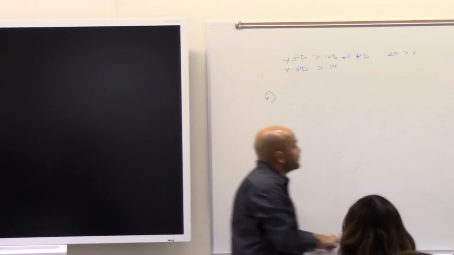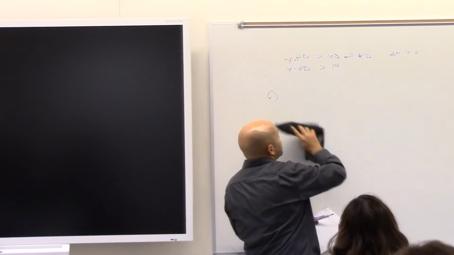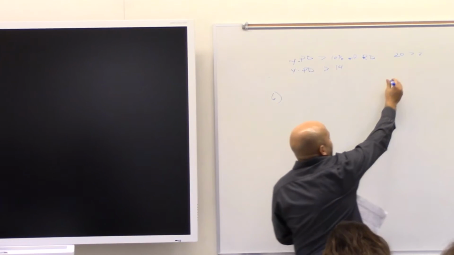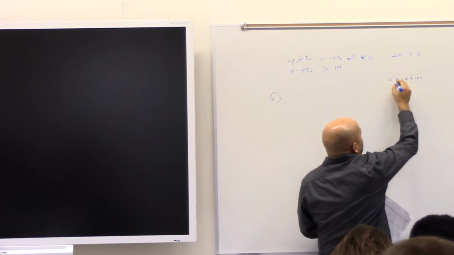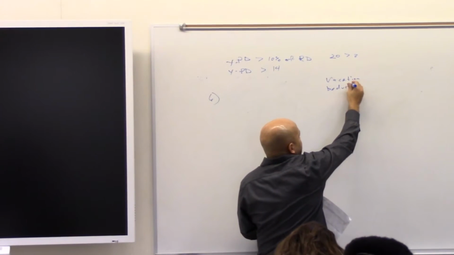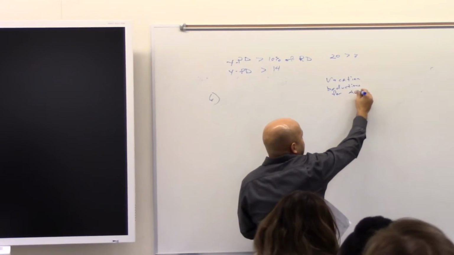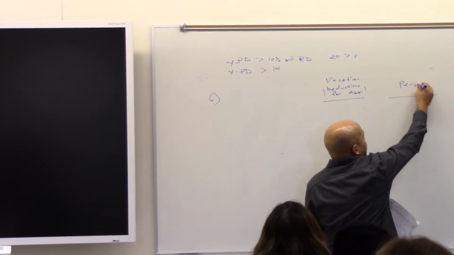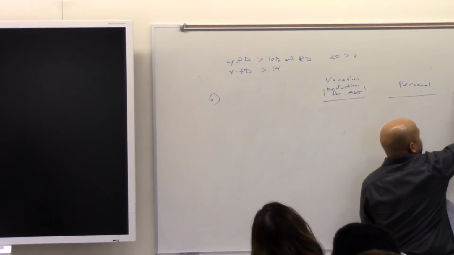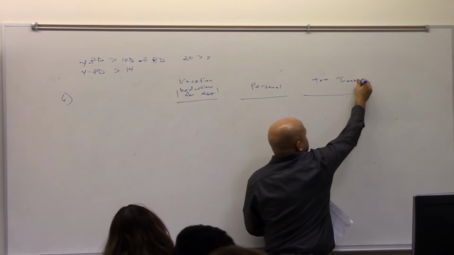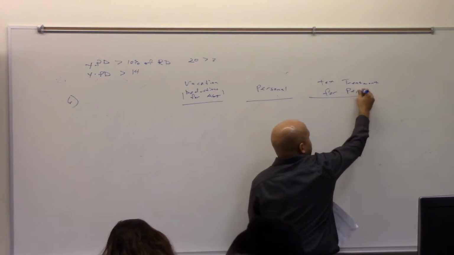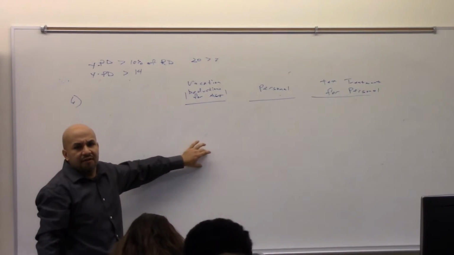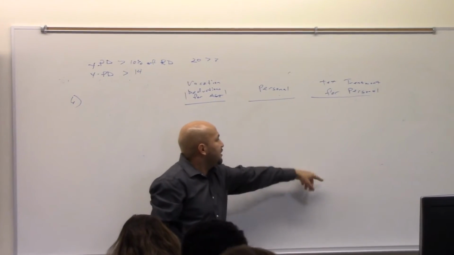Now regarding the vacation home, how do we allocate the expenses? So we have vacation, and I want to put deduction for AGI, just so you know. And then over here I have personal. Whatever's not allocated to the vacation home is personal. So then I'm going to put another column. This is tax treatment for personal. I'm going to allocate a certain portion in this column. Whatever I don't allocate here goes in here. And then I'm going to tell you what these items are for.